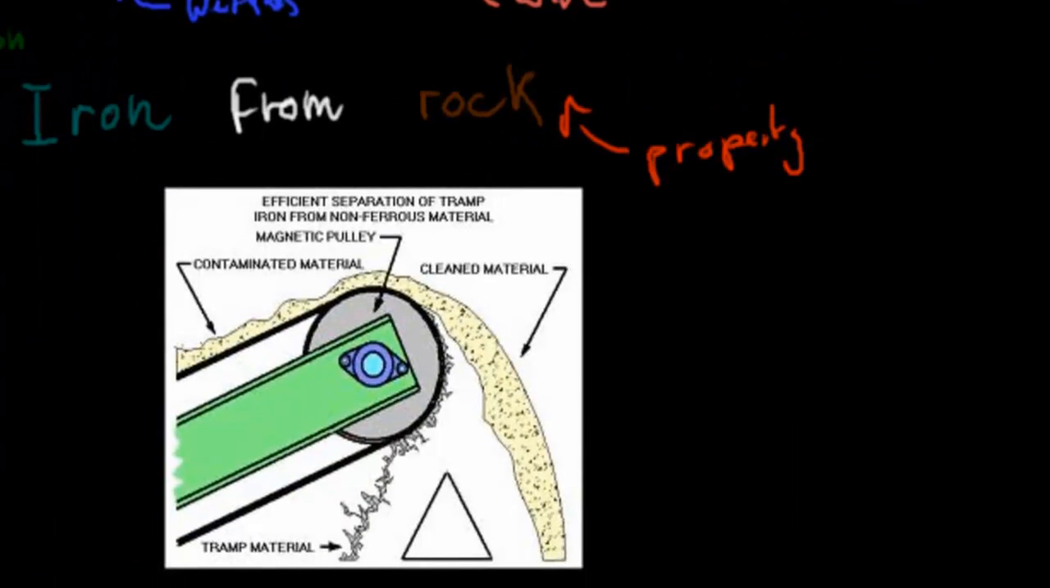Another way we can separate earth materials, for example iron from rock, is something called magnetic separation. This is what this is here.